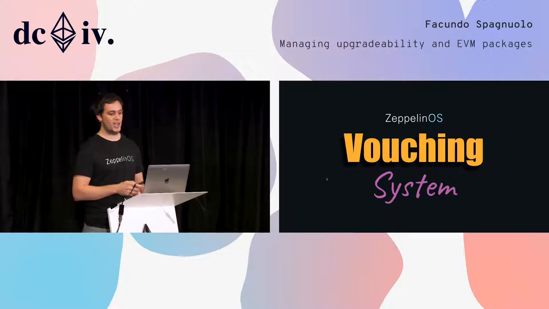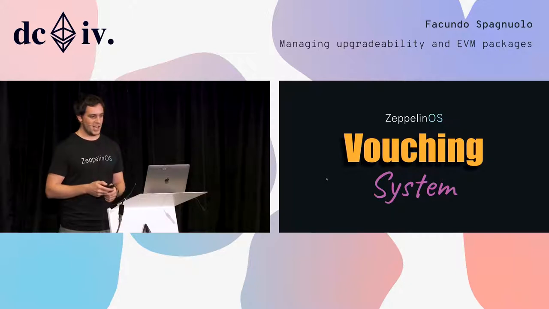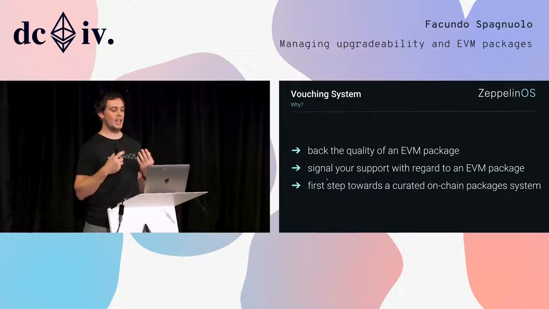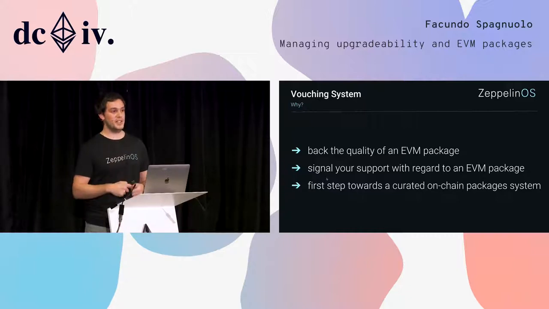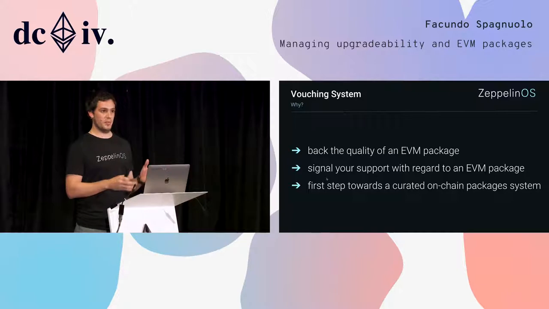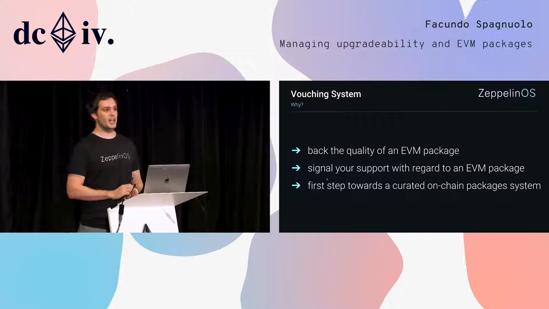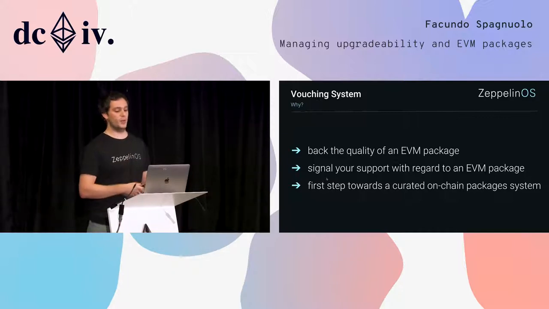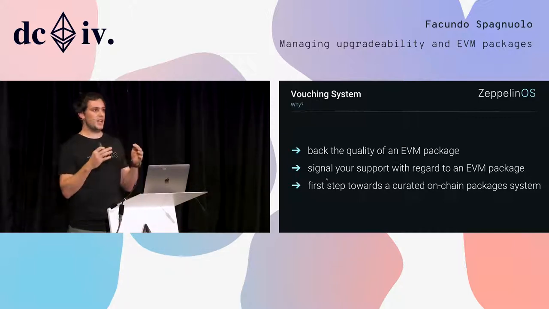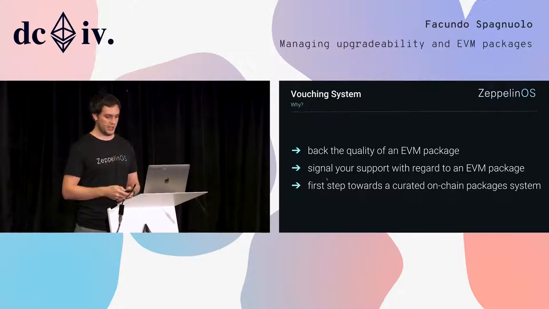So let's see what we have to say about this. The vouching system basically allows users to back the quality of an EVM package that is already deployed. As you can see, this is something complementary to the EVM packages thing. It doesn't mean that you need to use the vouching system in order to create an EVM package, but this is the way that you can use to signal the security of an EVM package that is already deployed. As you can see, this is our first step towards a greater list of secured EVM packages.